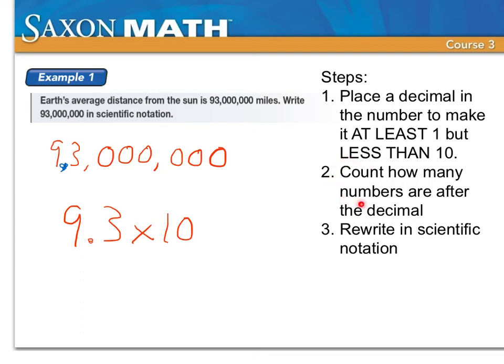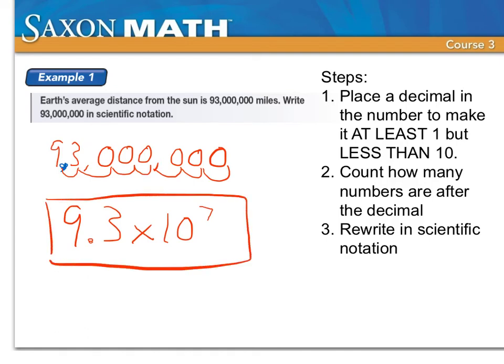So step 2 says, after we figured out where to put the decimal, we have to count how many numbers are after the decimal. So I've got 1, 2, 3, 4, 5, 6, 7. Okay, so that means my exponent is going to be 7. And there's my answer in scientific notation, 9.3 times 10 to the 7th power. Okay? And let's do one more example.